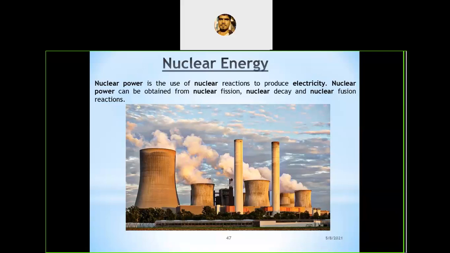Okay, and this is a picture which clearly describes the nuclear power plant. A nuclear power plant has a lot of subsections like cooling towers, condenser, evaporator sections, steam, chimneys, controllers, and the nuclear reactor. There are so many subsections.